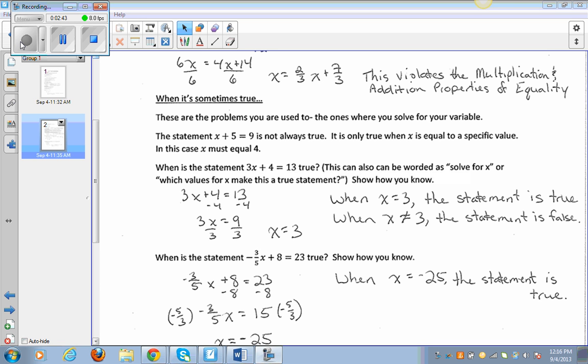So we have 3x plus 4 equals 13. To start getting x by itself, we subtract 4 from both sides, and we get 3x equals 9, and then we divide by 3 on both sides to get x equals 3. So when x is 3, the statement is true, but when x is anything that's not 3, the statement is false.